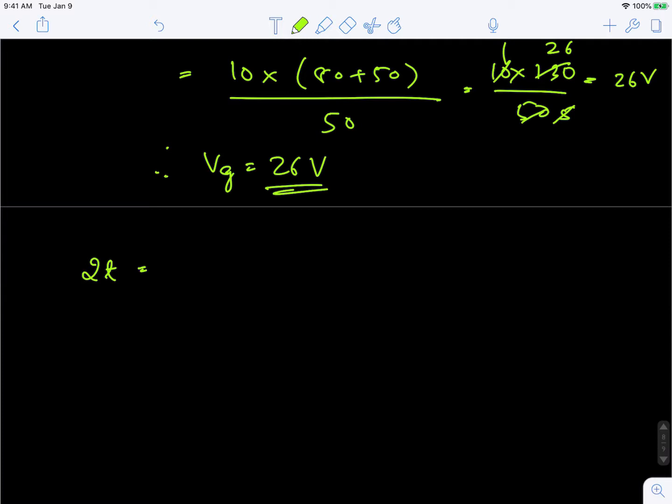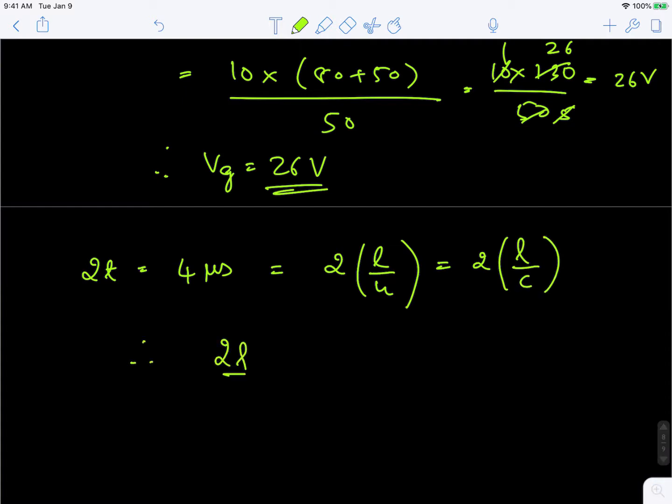We are given that 2T is equal to 4 microseconds. That is the time for the distance traveled along the transmission line, so 2T can be written as 2L by u. We know that u is equal to c in this case, so that is 2L by c. Therefore, 2L by c is equal to 4 microseconds, so 2L is equal to 4 microseconds times 3 times 10 to the power 8 meters per second.